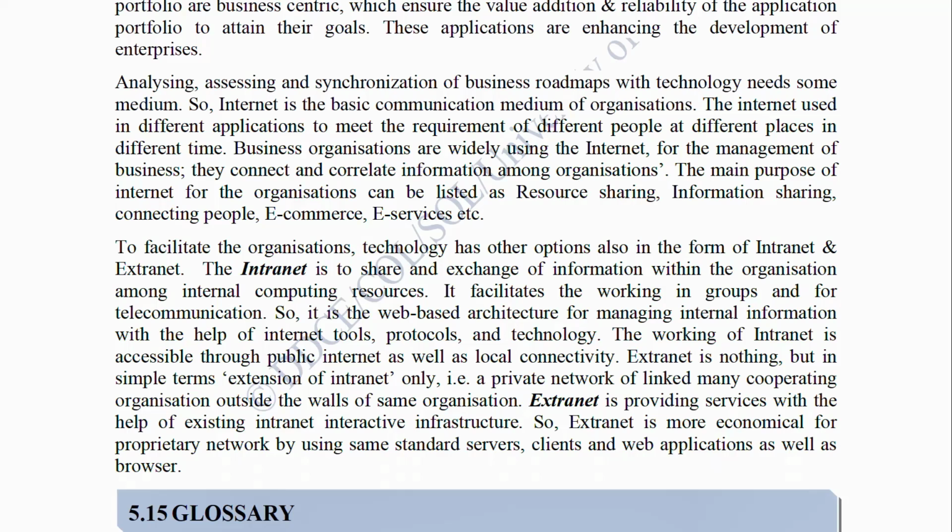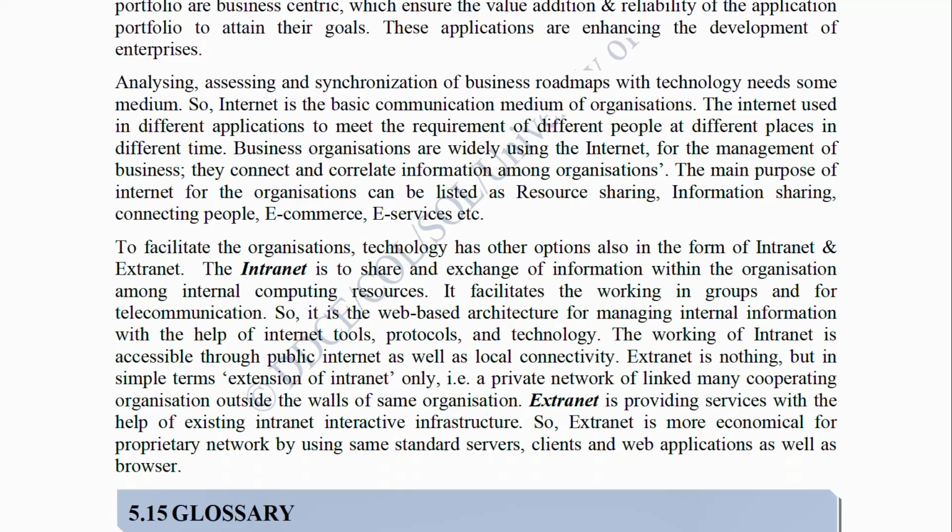The Internet is used in different applications to meet the requirements of different people at different places at different times. Business organizations are widely using the Internet for the management of business. They connect and correlate information among organizations. The main purposes of the Internet for organizations can be listed as resource sharing, information sharing, connecting people, e-commerce, e-services, etc. To facilitate the organizations, technology has other options also in the form of intranet and extranet.